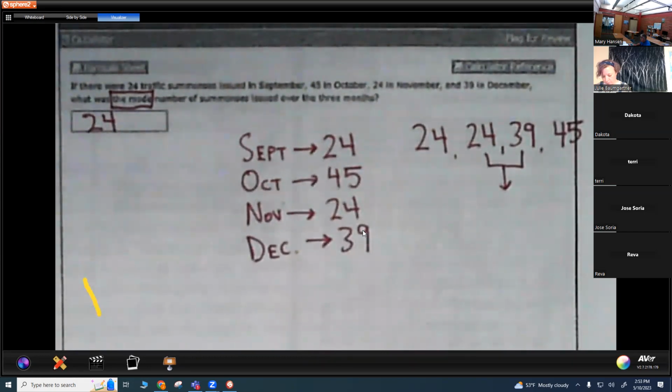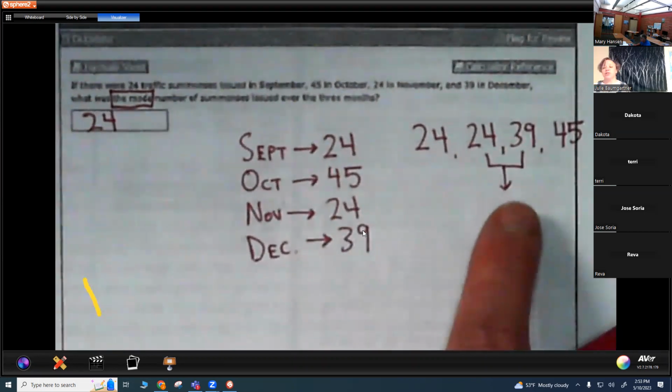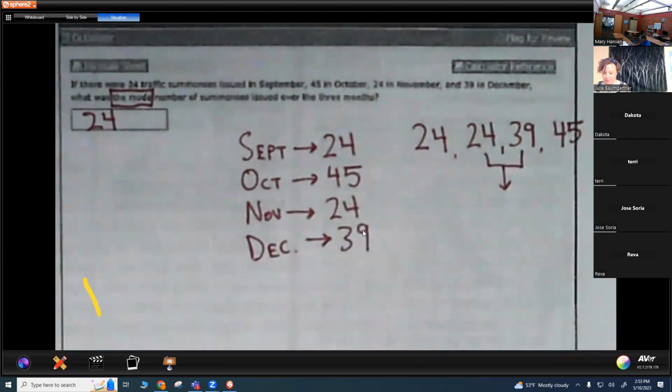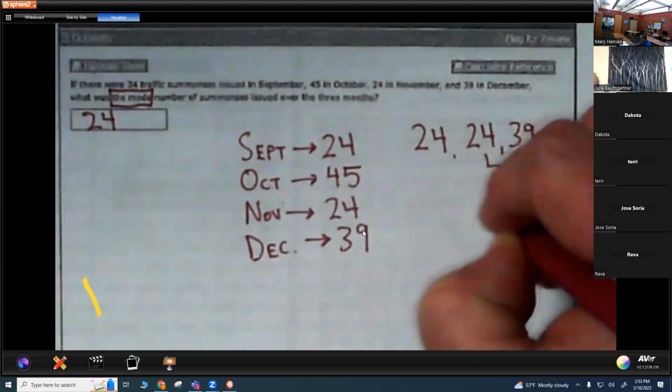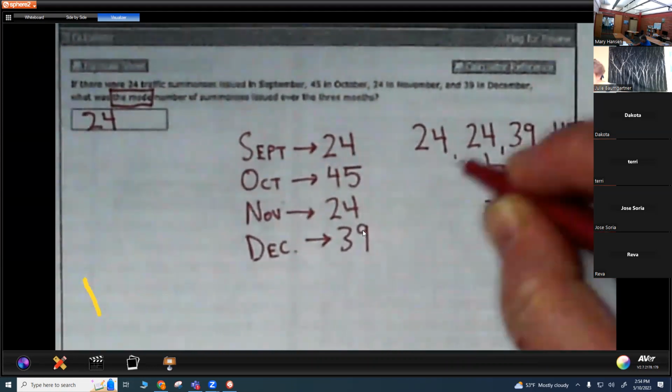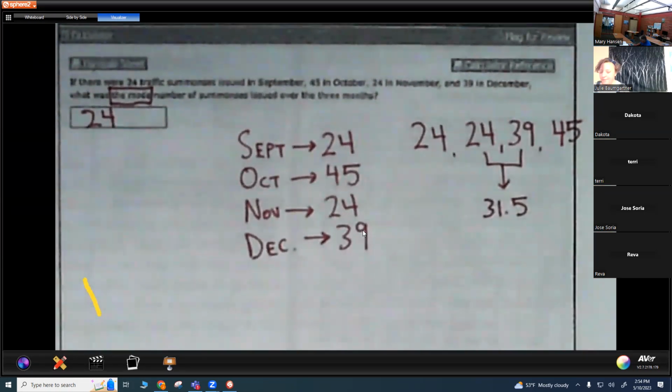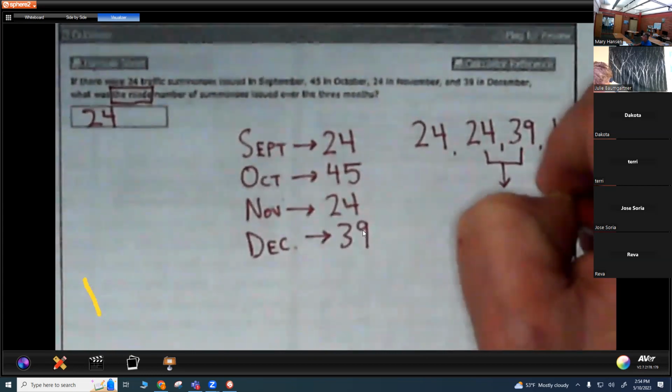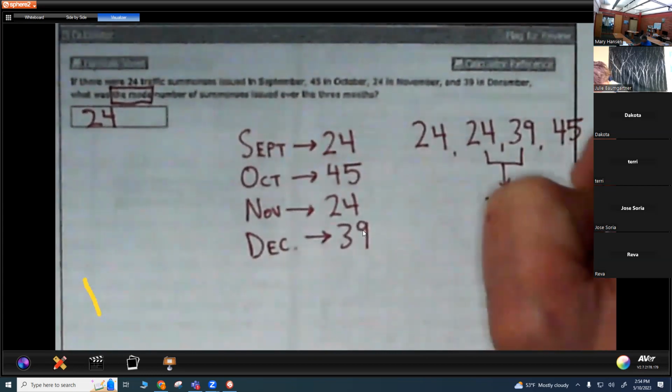You add them together, or subtract? You're going to average the two numbers, so you need to add them together and then divide by 2. So 31.5 is the middle number, and then of course the average. So yeah, this is median.